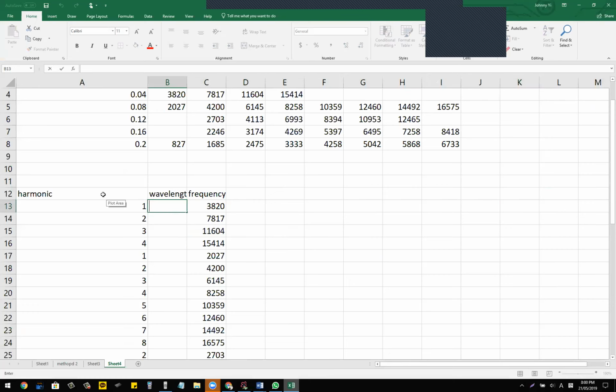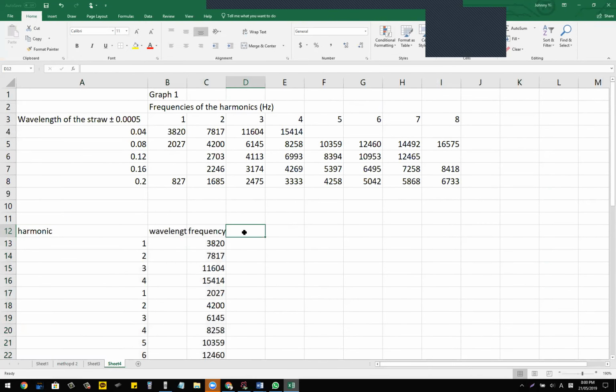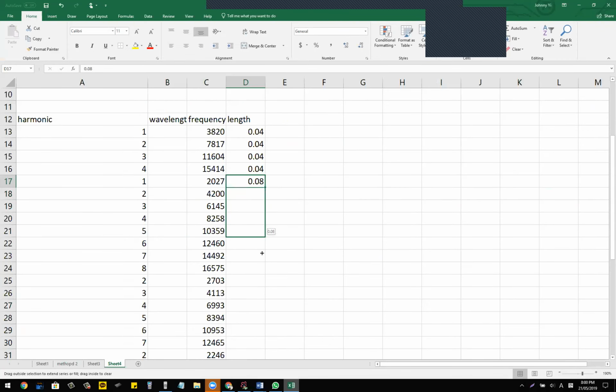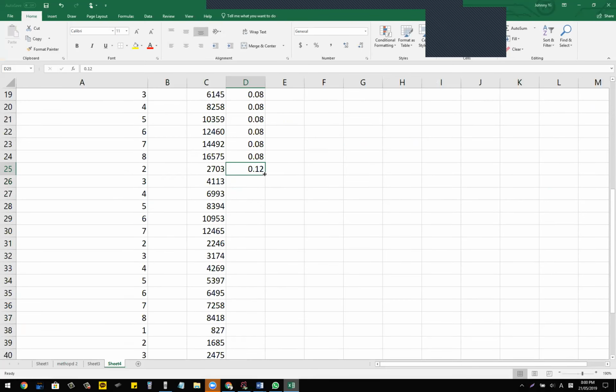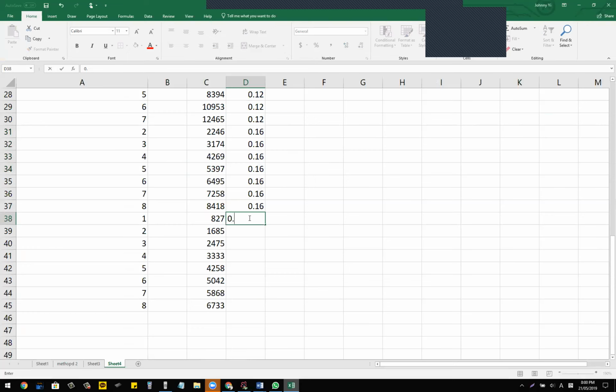So I'm going to move this one, actually. Actually, the length was 0.04, right? Yeah. Scroll it down here. 0.08. Scroll it down. 0.12. Scroll down. And was it 20? Yeah. 20. Do it like that.